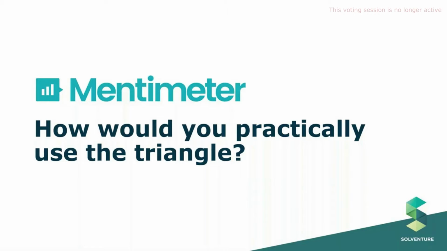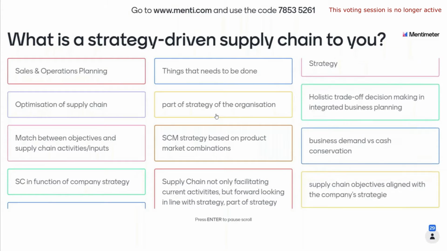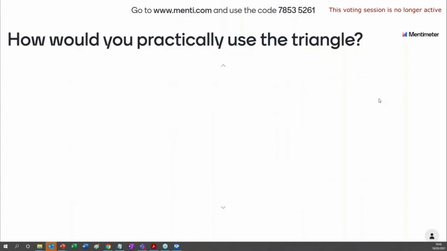Second question to you. Let me switch back to the Mentimeter. So if it goes well, how would you practically use the triangle? Have you used it before, the triangle? How would you use it? And I ask that question because then in a minute, I just want to share a bit our experiences.